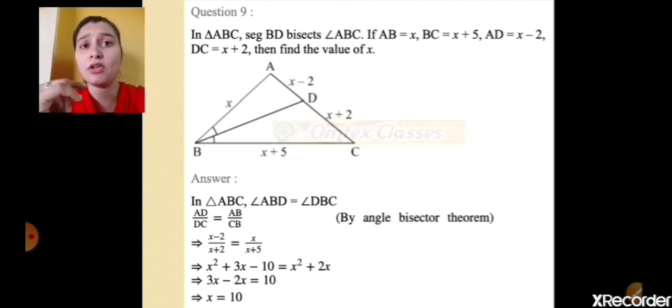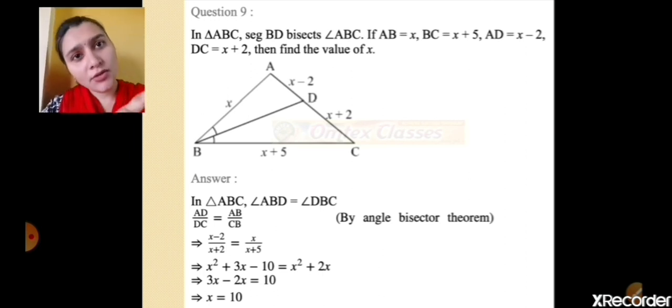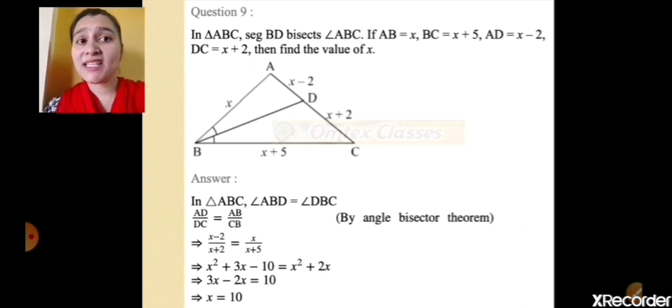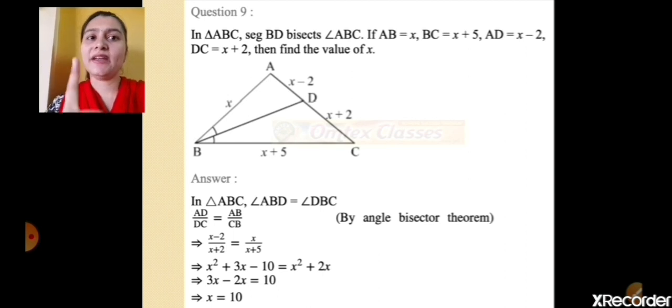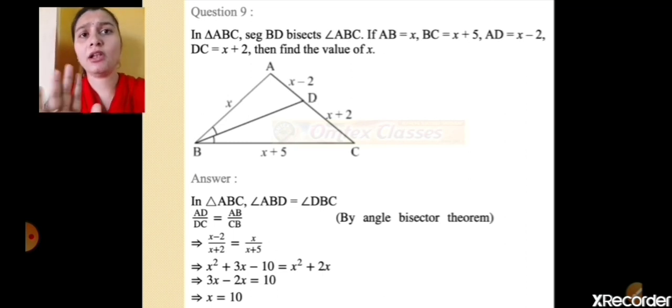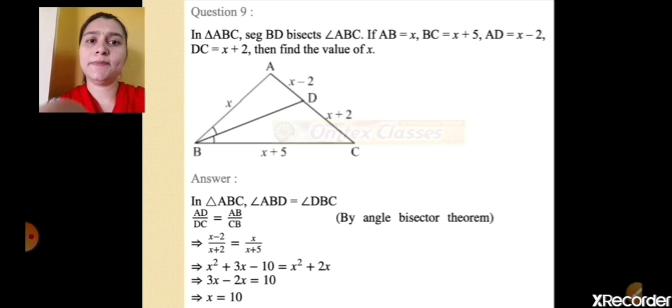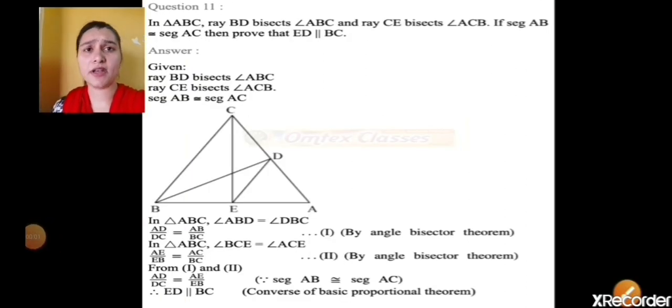If I am talking about AD, so value will be 10 minus 2. If it is DC, it will be 10 plus 2. And what will be your BC? Right, 10 plus 5. Okay, so here no need to solve that thing because they have told only to find the value of x. Students, let me start with another question.